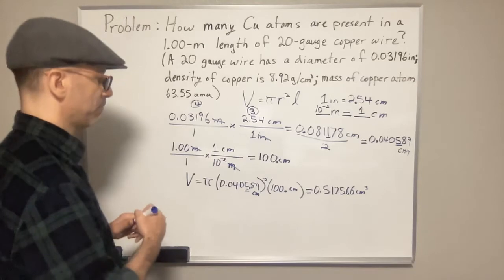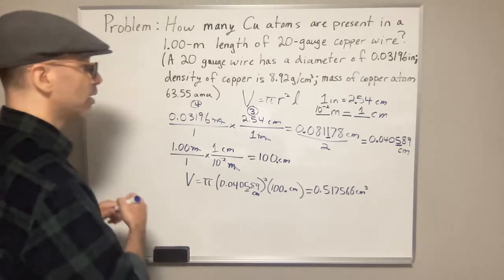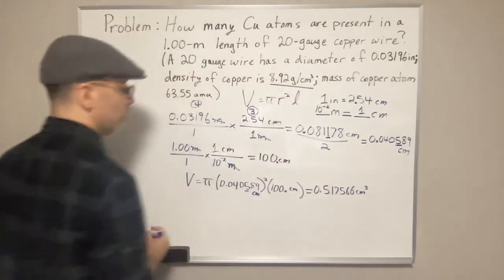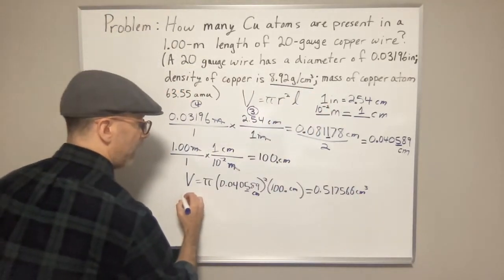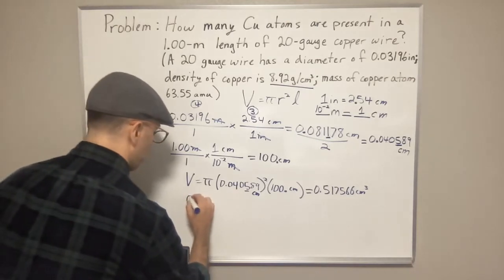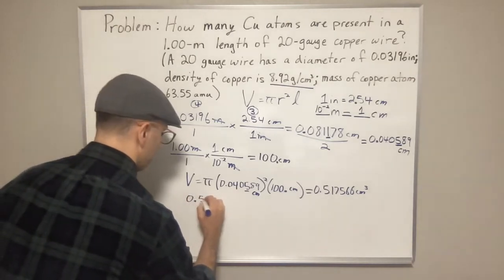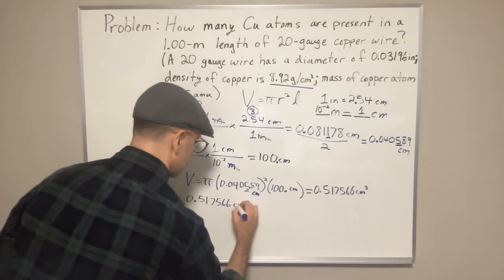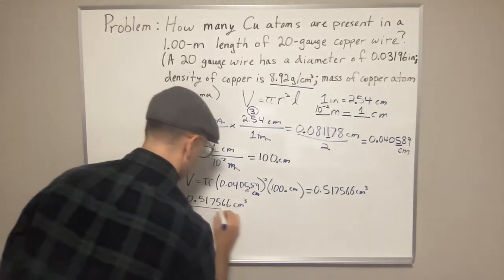Where should I put that? All right, so I'm going to take the volume. I have the density right here. So I'm going to take that and I'll have 0.517566 centimeters cubed over 1.